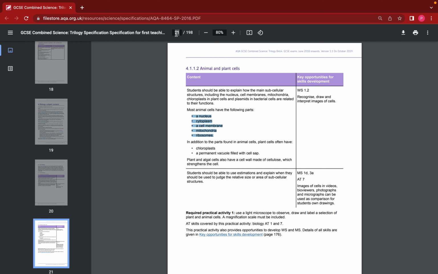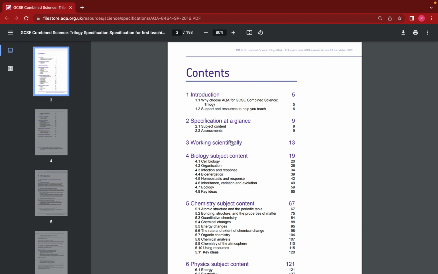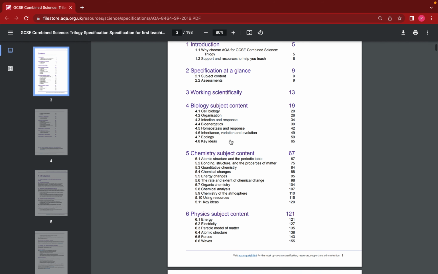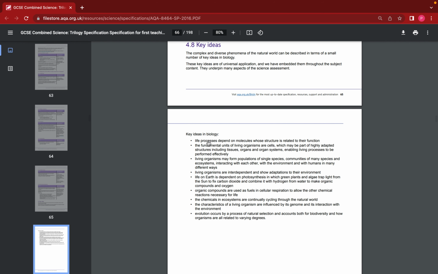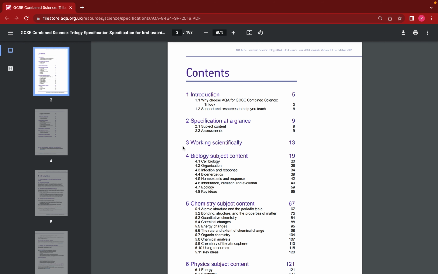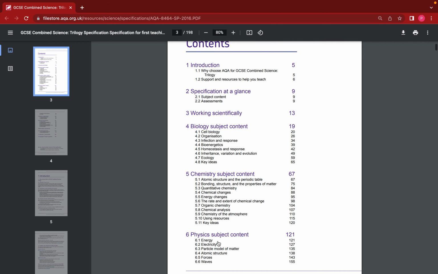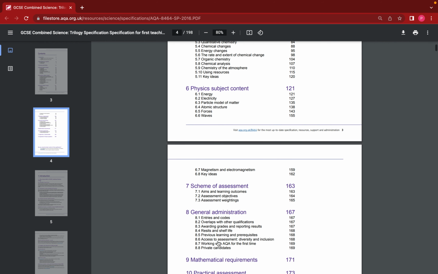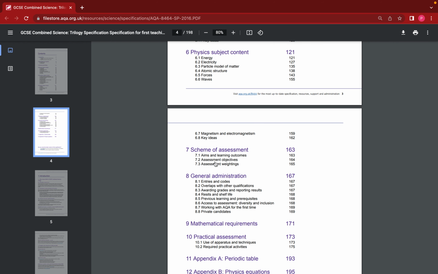Okay, if I just go back to page 3 here, which is the contents page. Another really important part to have a look at is the key ideas. So you've got these key ideas in biology here. This applies to all the study of biology and is something that I'd familiarise myself with, just giving you an overview of those overarching ideas. And what you can see here on page 3 is that there are key ideas for biology, for chemistry, and for physics.